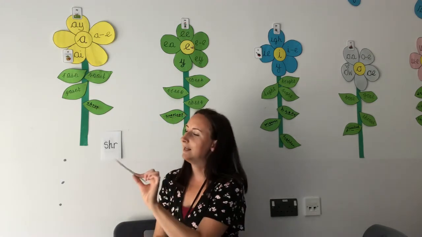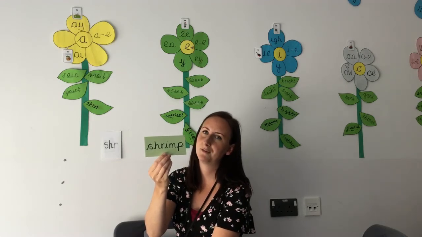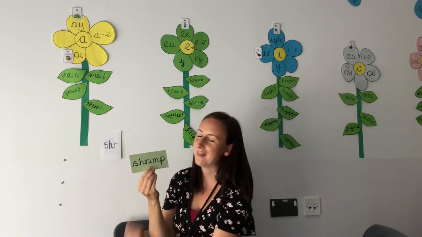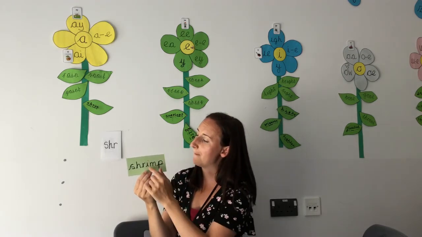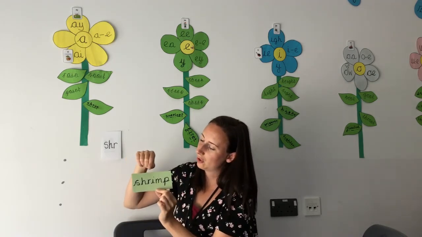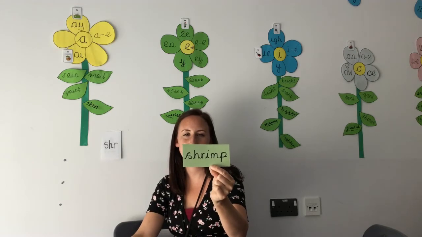And the last word, let's have a look. Are there any digraphs or trigraphs? Yes, we have our sh at the beginning, and also mp, mp at the end. Let's sound it out, shall we? Sh, r, i, mp, shrimp. My turn, shrimp, your turn.